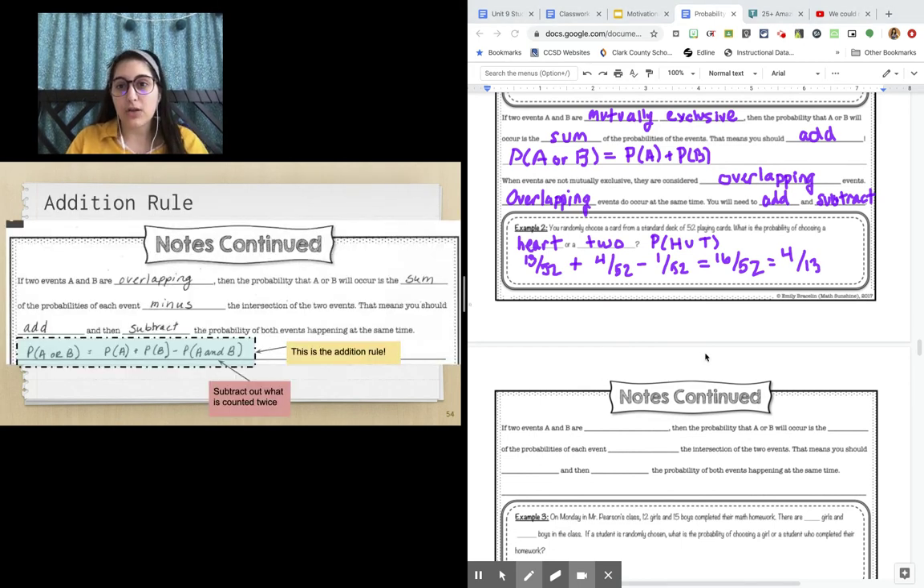So to summarize all of this, this is the really, really important thing and the big takeaway from this video today: this thing called the addition rule. Okay. So if you have two events that are overlapping, then the or probability, so the probability that one or the other event or both will occur, is the sum. So that means add, right? So the sum of the probabilities of each of those individual events minus the overlap part, the intersection of the two events. So what that means is that you have to add and then subtract.